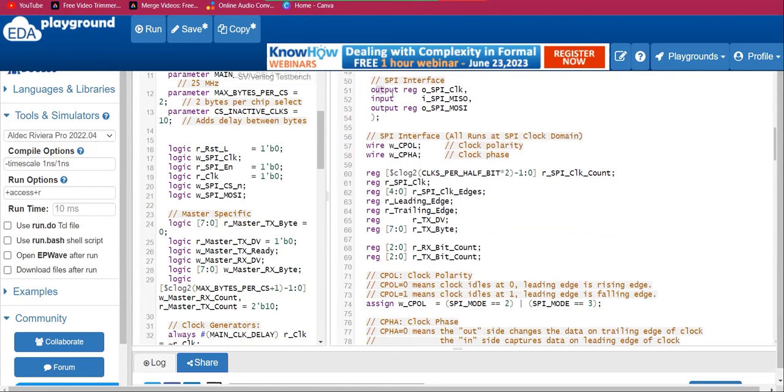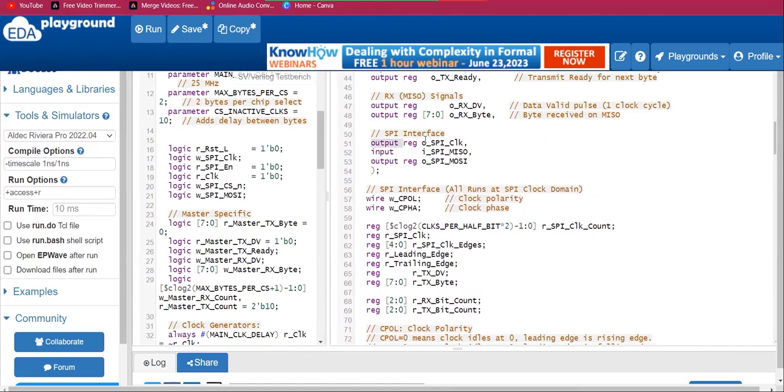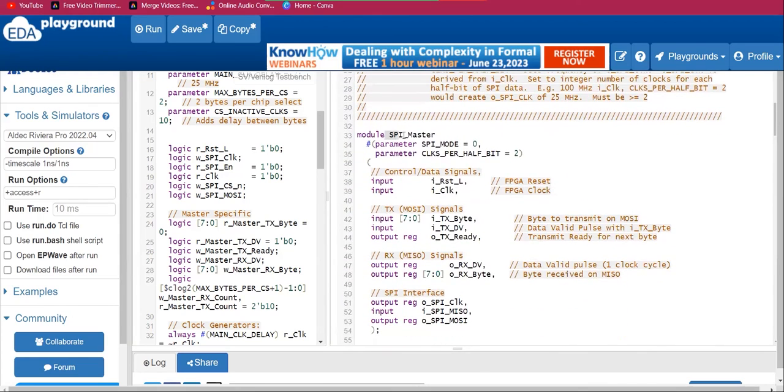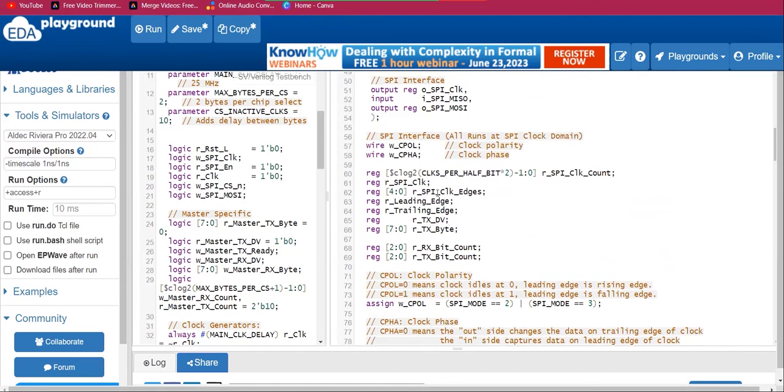And these are the SPI interface signals: clock, MISO, and MOSI. We have taken the clock as an output of the master, MISO is the input to the master, and MOSI is the output of the master. Because we are constructing the master here, based on the master we need to take these signals.